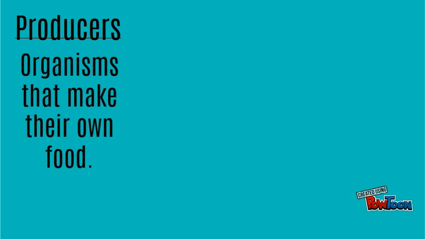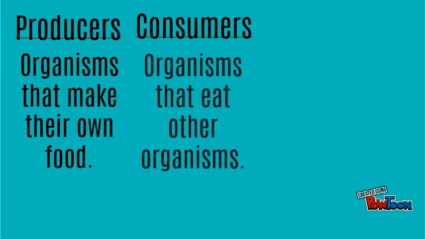This characteristic is closely linked to the one we just covered, but it's more specific. Producers are organisms that make their own food, the exact same definition as autotroph. Consumers are organisms that eat other organisms.